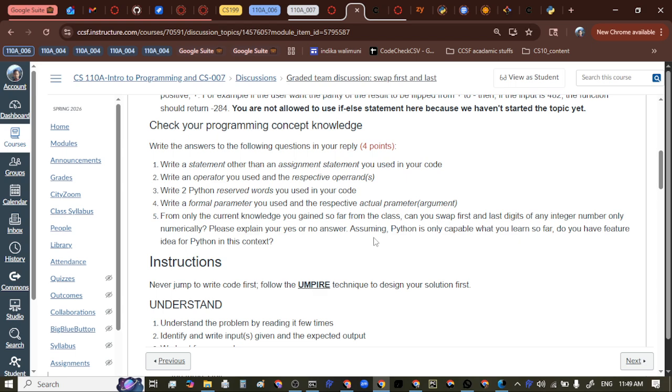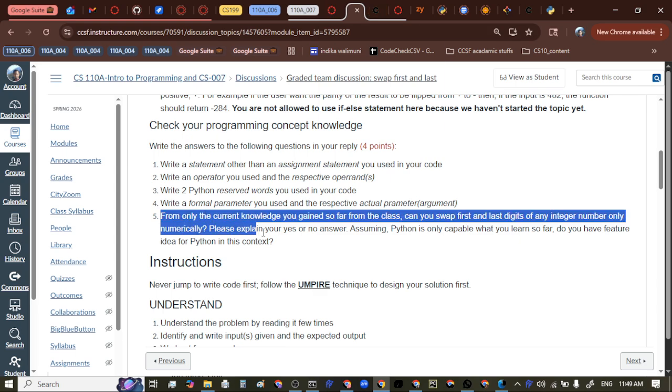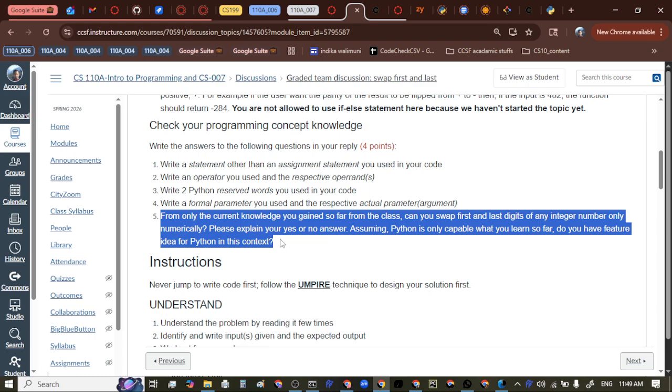Write a formal parameter used. We already discussed that, right? And then the actual parameter. Okay. So this one, what is the answer? I see that some of you are saying yes to this one, but you are not reading my question properly, right? You have to imagine that until now we have done, okay, you may have learned for loop already, but you have to base the question on what we have done in the class. So the answer is no.